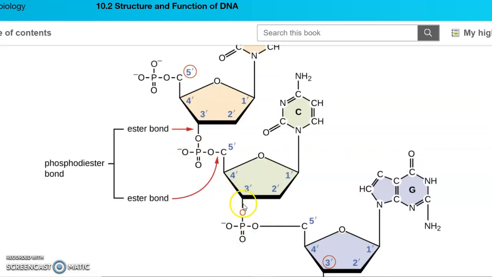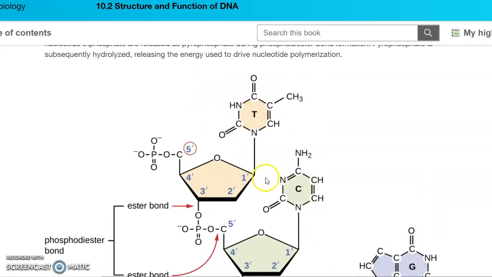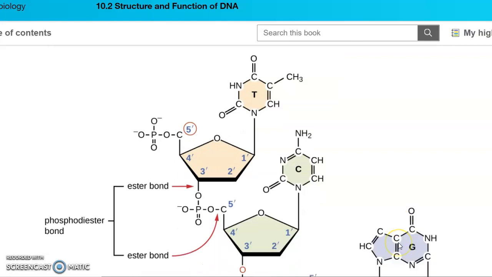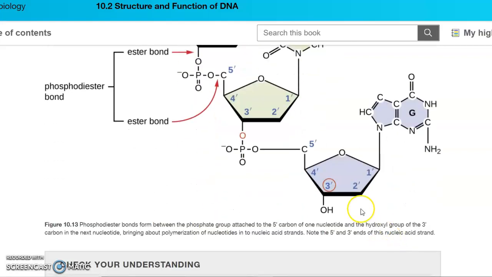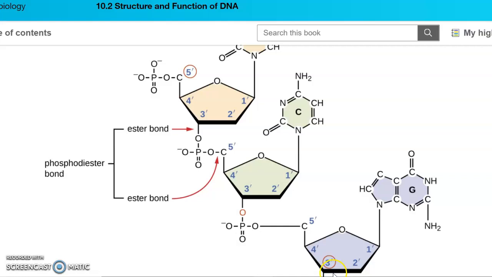So the oxygen here is going to attach here, and then it's going to attach to the next carbon. And then our bases are going to attach to the 1' carbon, and they're going to kind of be in the middle over here, okay? And so we call this part right here our sugar phosphate backbone.